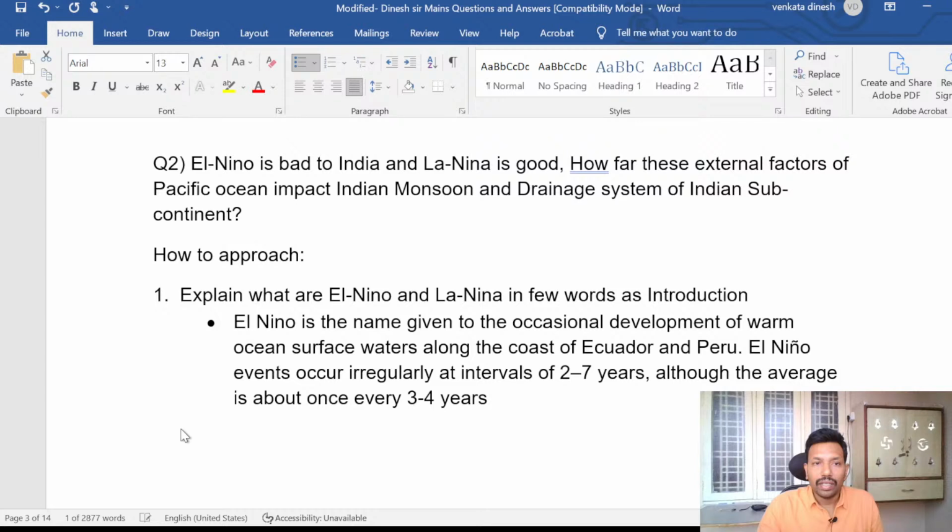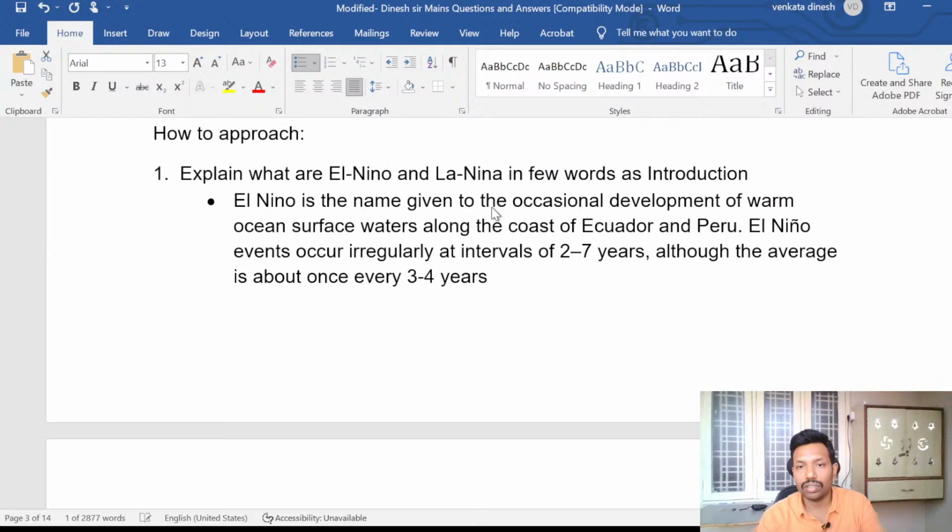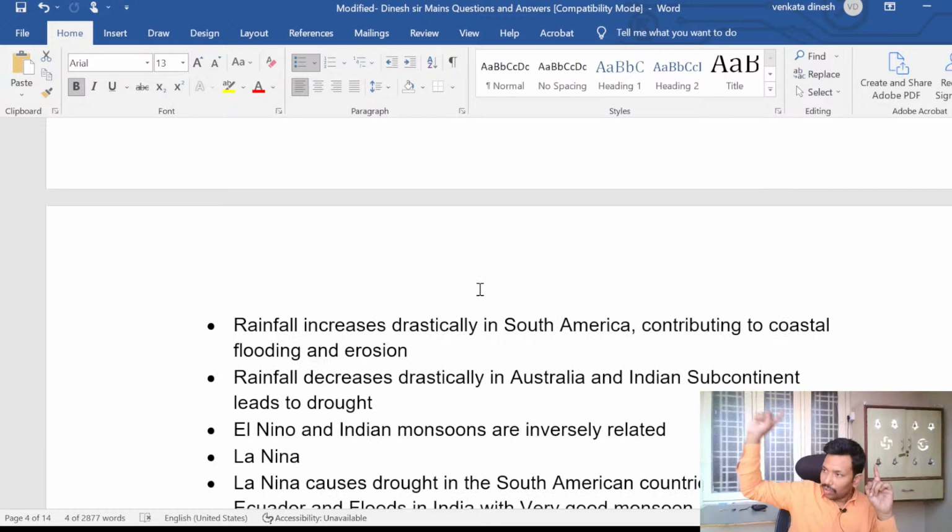El Nino is the name given to the occasional development of warm ocean surface waters along the coast of Ecuador and Peru. This is very important, Ecuador and Peru. El Nino events occur irregularly at intervals of 2 to 7 years, although the average is about 3 to 4 years. So what exactly is happening? In and around the Pacific Ocean, low pressure is created, so my rainfall, instead of coming to India, is going there.